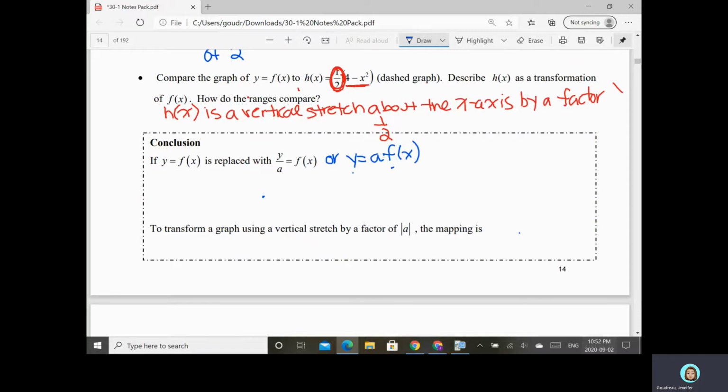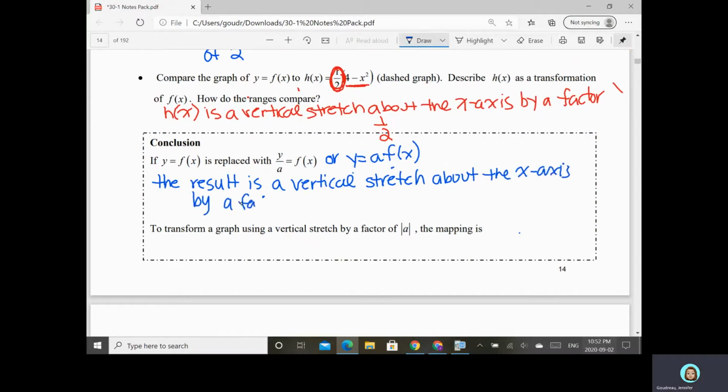What ends up happening is the result is a vertical stretch about the x-axis by a factor of a. So whatever that a value is, whatever that coefficient is, that's what we are stretching it by.